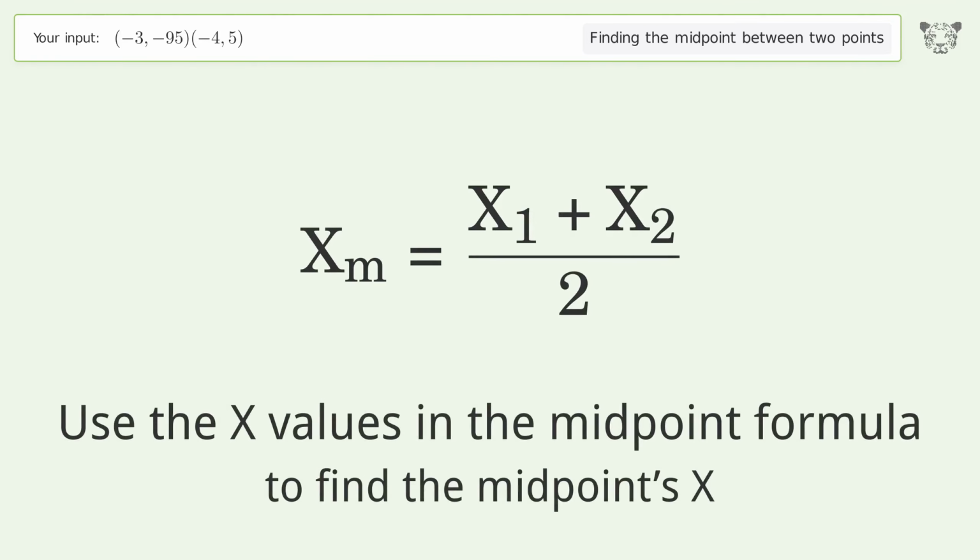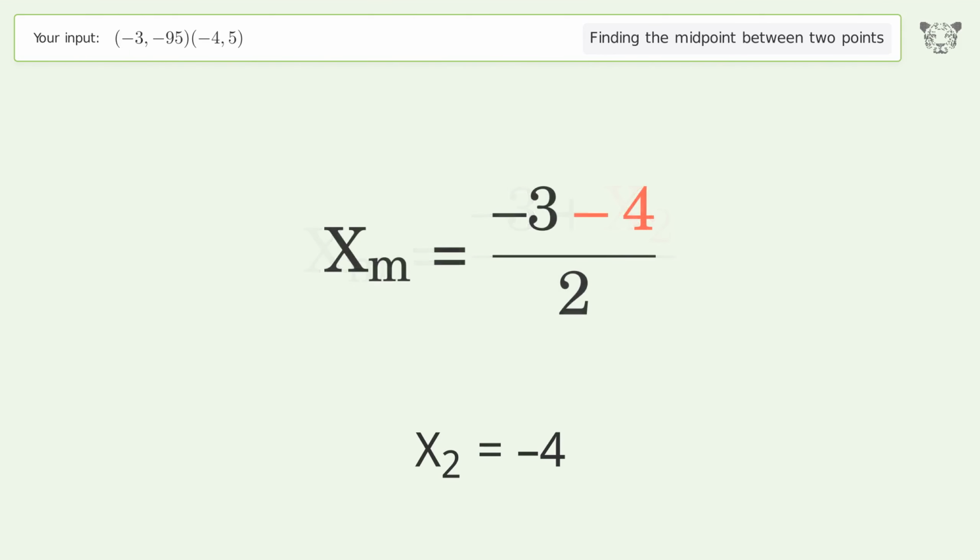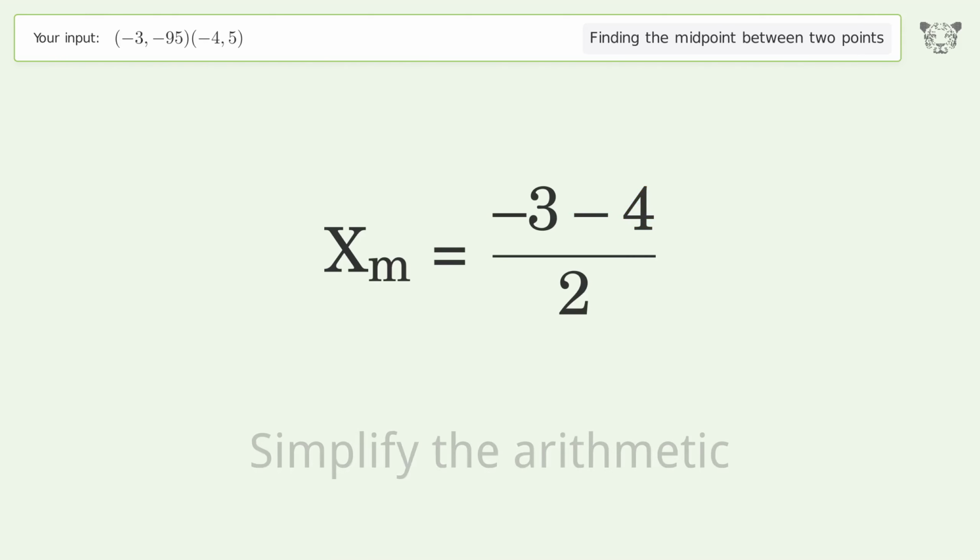Use the x values in the midpoint formula to find the midpoints x. x1 equals -3. x2 equals -4. Simplify the arithmetic.